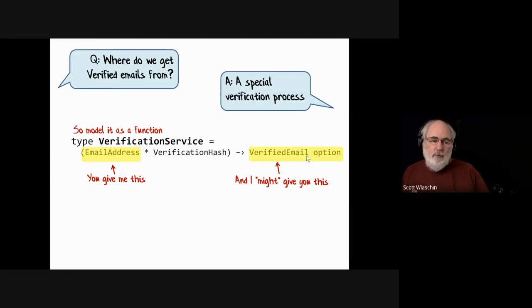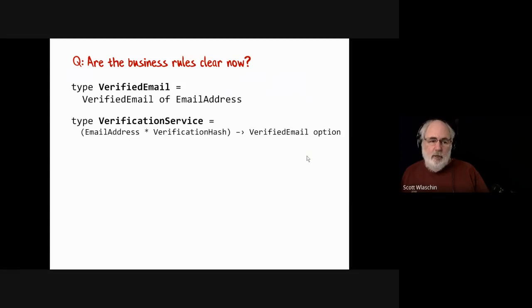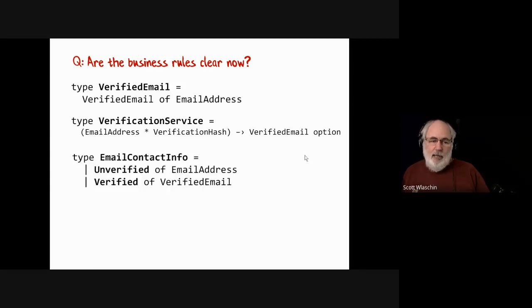Okay, so now we have everything we need to know to model the whole thing. We have a verified email, which is a wrapper around a normal email. We have a verification service, which takes a normal email and gives you back a verified email, maybe. And now our main contact information is a choice between unverified and verified.